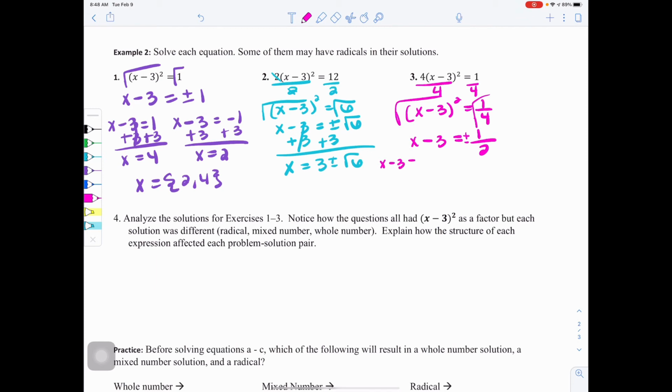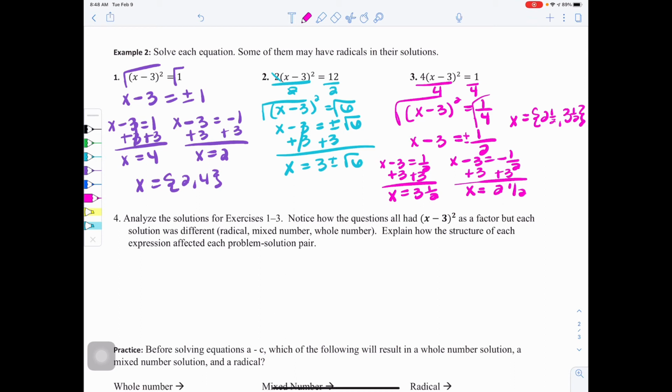x minus 3 equals 1/2, and x minus 3 equals negative 1/2. So we'd add 3. We get x equals 3.5. Here when we add 3 on the other side, we get x equals 2.5. So our answer is x equals 2.5 and 3.5.